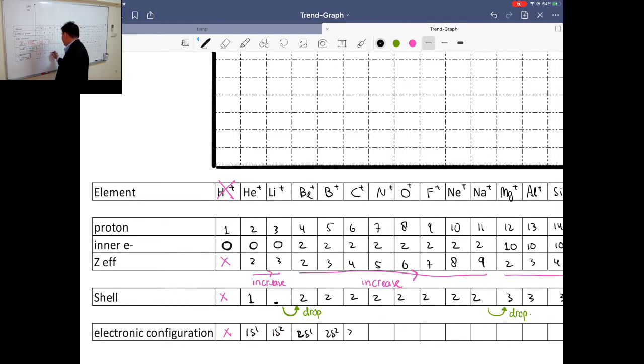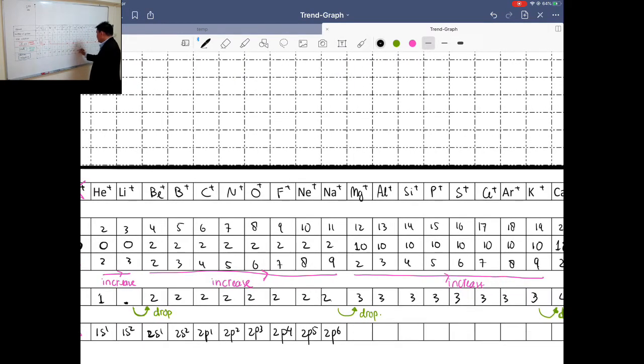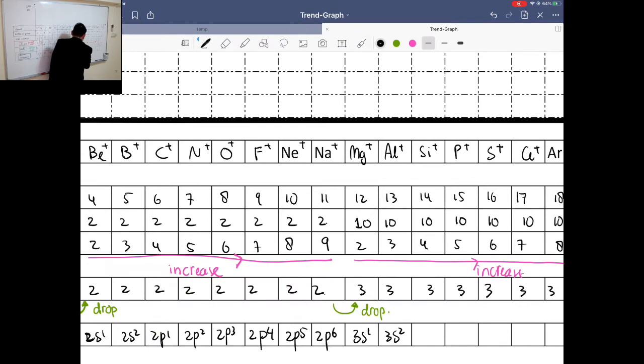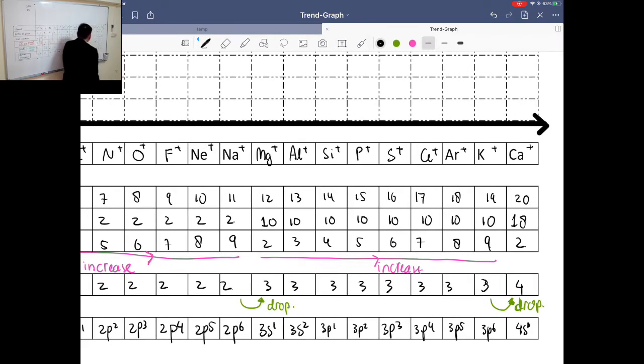Li+ is 1s2, 2s1, 2s2. H+, of course, you don't have because you already removed the electron. C+ is 2p1, 2p2, 2p3, 2p4, 2p5, 2p6. From Mg+ to Al3+ is 3s1, 3s2, 3s3, 3s4. For silicon Si+, it will be 3p1, 3p2, 3p3, 3p4, 3p5, 3p6, and 4s1 is for Ca2+.